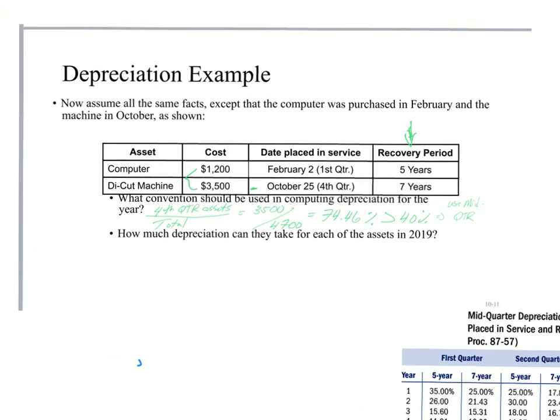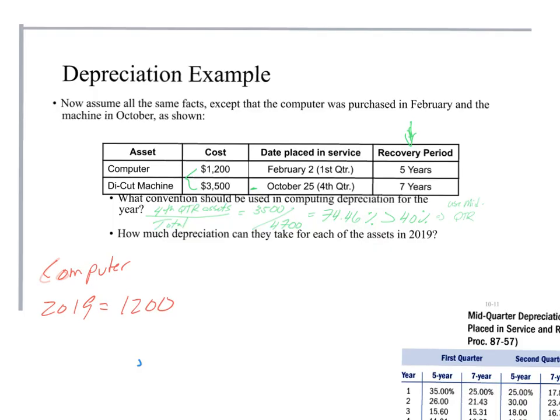And what does the mid-quarter convention assume? The mid-quarter convention assumes that for whatever quarter you place it in service, you get half of that quarter along with the rest of your depreciation. Okay, so let's take a look at our 2 assets. So let's do the computer first, and we'll do 2019. And you start out the same way. You have to use your cost.